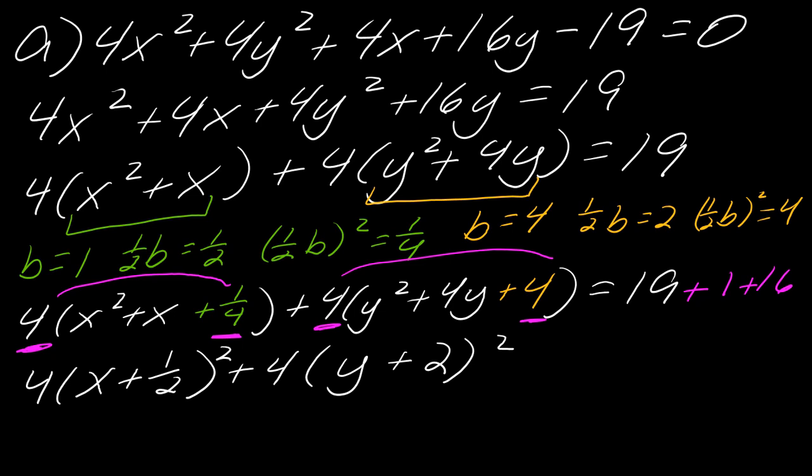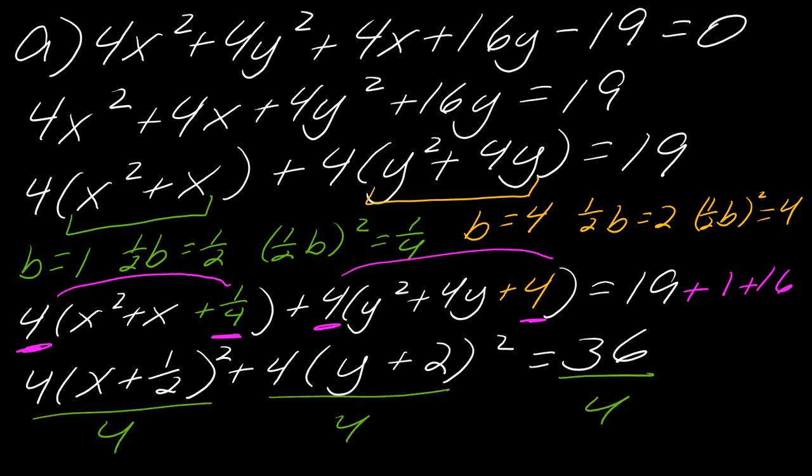Okay, and then let's see, 19 plus 1 is 20, and then 20 plus 16 is 36. Okay, so now I would like to get rid of those 4s, and they've kind of been bothering me, and now check it out, I can easily get rid of those 4s. So what I can do now is I can divide each part of this problem by 4, and 36 is divisible by 4, so let me clear some space.